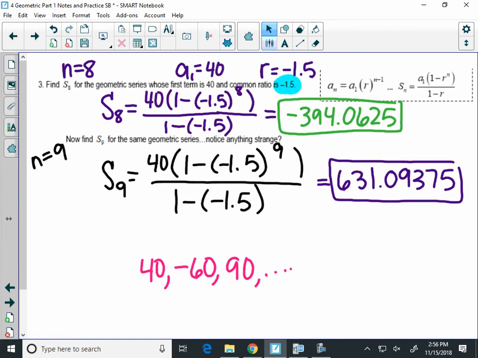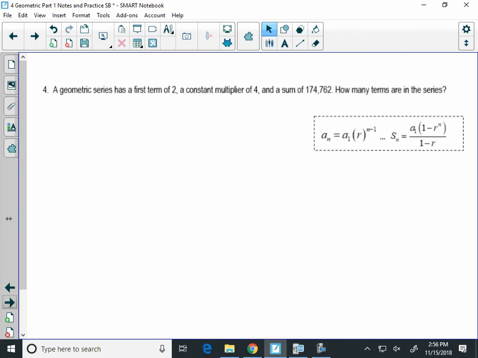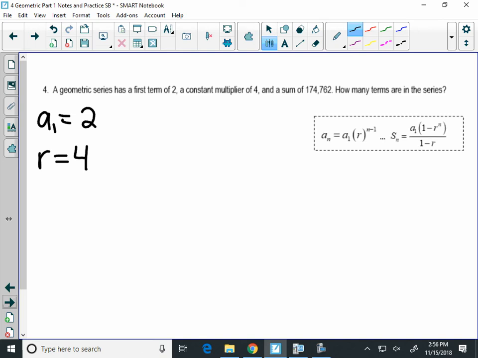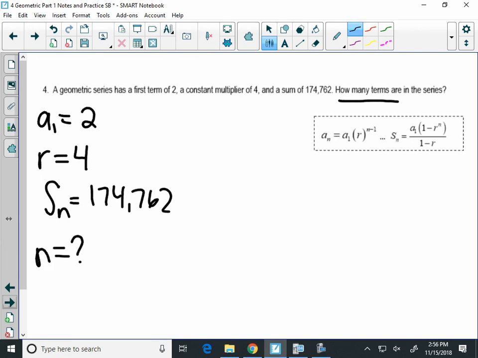All right, one more problem here to do. A geometric series has a first term, a sub 1 of 2, a constant multiplier, a constant ratio of 4, and a sum of 174,762. How many terms are in the series? So that means we don't know n. So I know S sub n, but I don't know what the term number is.